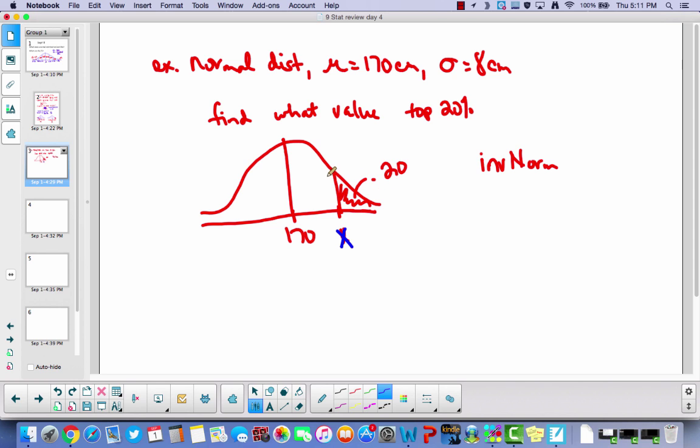So if this is 20%, what is this? The remaining stuff is 80%. So we need an inverse normal of 0.8, and then we need our standard deviation, our mean, and our standard deviation. When we put that into the calculator, we get approximately 176.7 centimeters. 20% of the population would be 176.7 centimeters or taller.